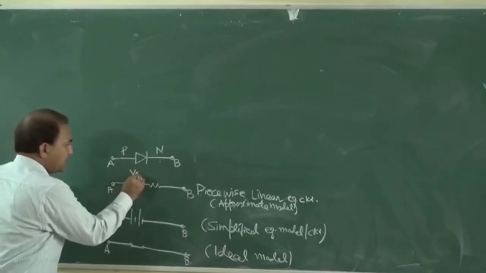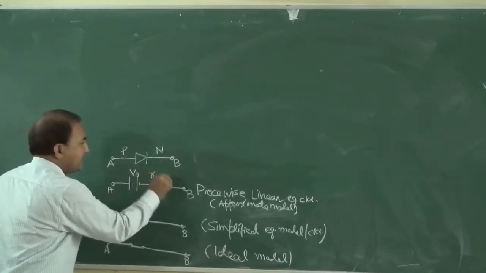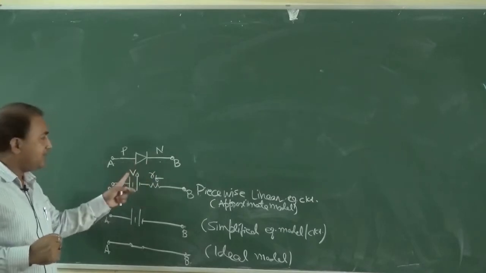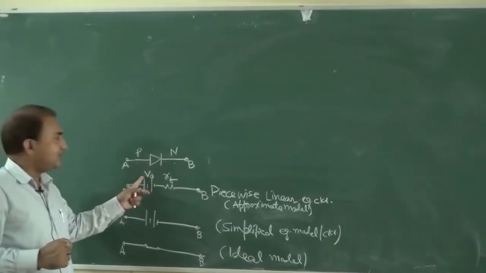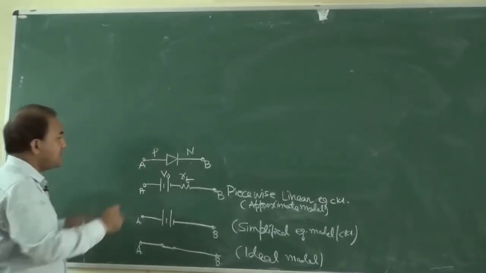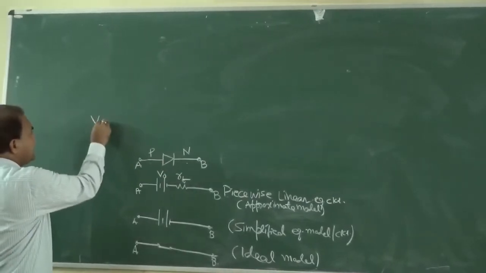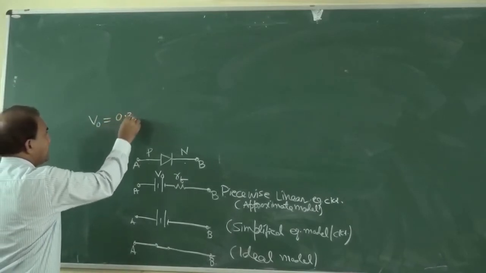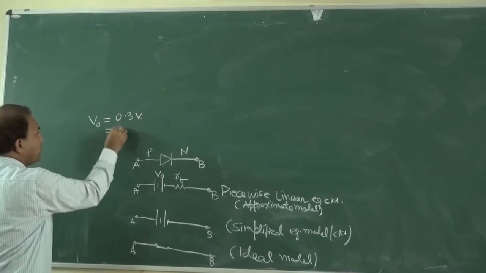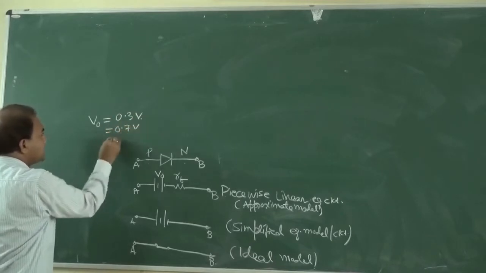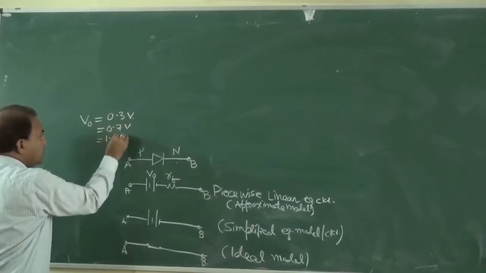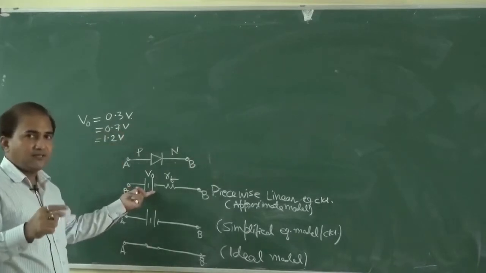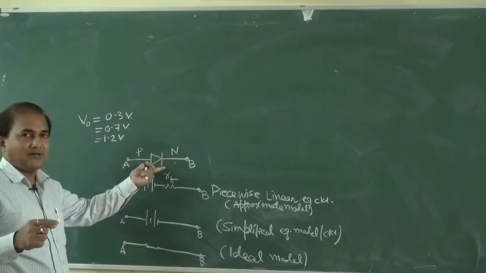This is V0 and this is RF. RF is the forward resistance of this diode and V0 is the contact potential of this diode. V0 is equal to say 0.3 volt, 0.5 volt, or 1.2 volt, depending upon the material that is used in making this PN junction diode.